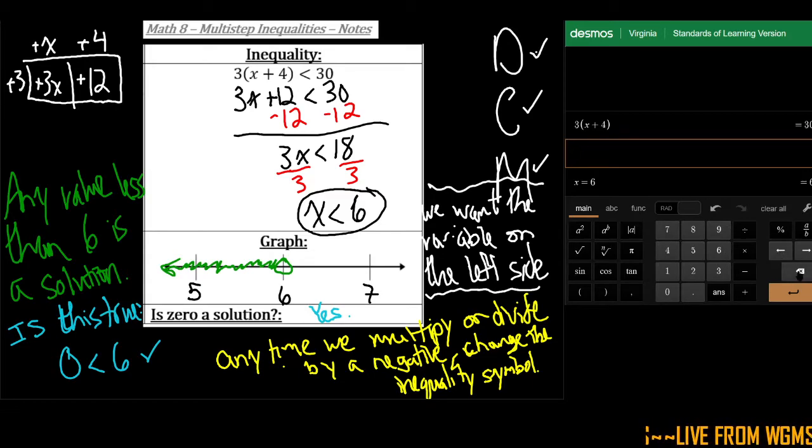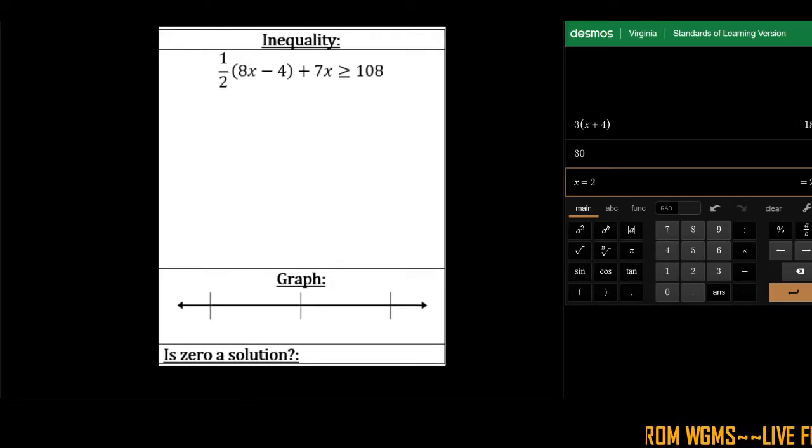So we have to be very mindful of what you're typing in and what values you are placing. So any value less than 6 would be a possible answer. So now for the next one, it has the inequality 1/2 times the quantity 8x minus 4 plus 7x is greater than or equal to 108.